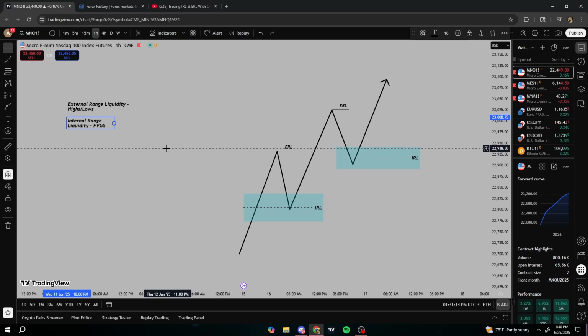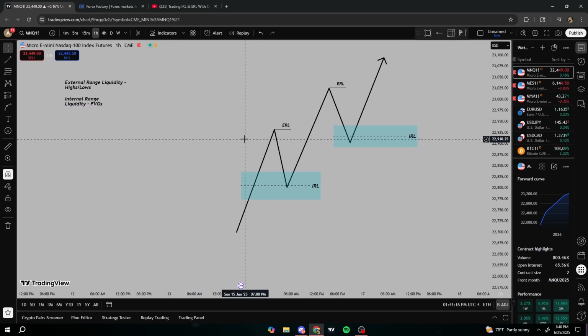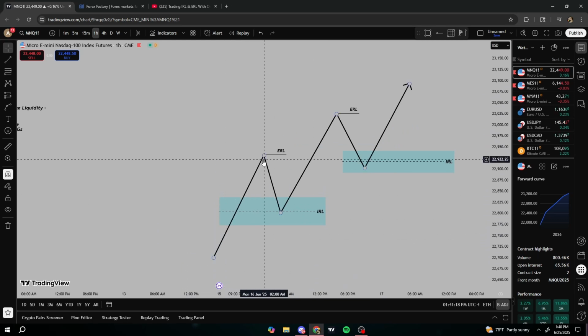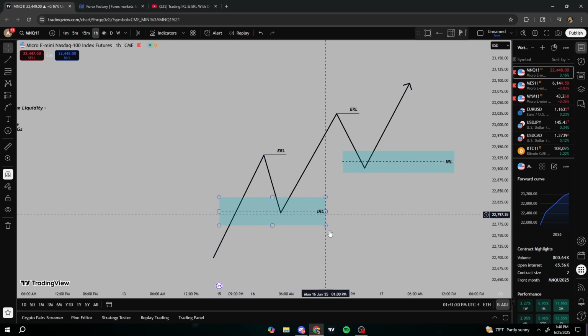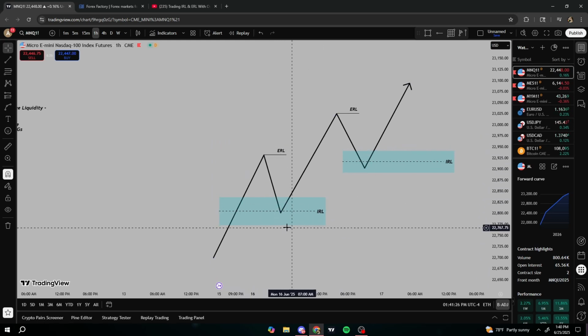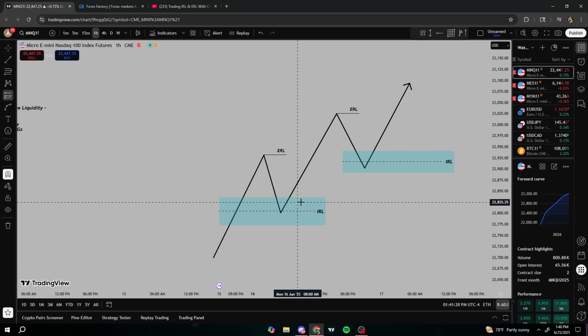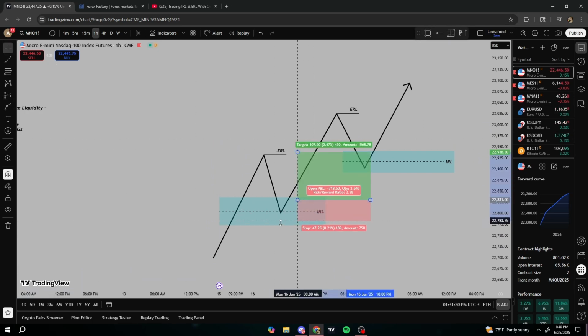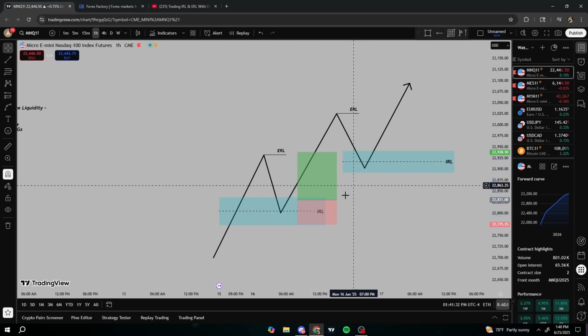Fair value gaps. So you can see price will be expanding. We retrace into a fair value gap. Remember the little board I showed you: retracements equal fair value gaps. Then we come up, take this external range liquidity. So your trade idea could be something like this. This could be like the 1 hour chart, and you trade something like that, right?